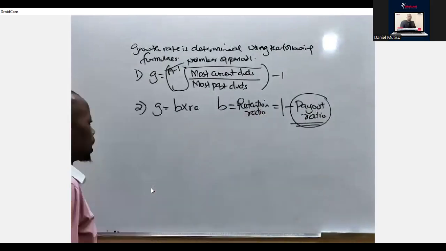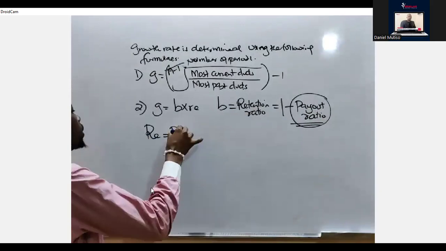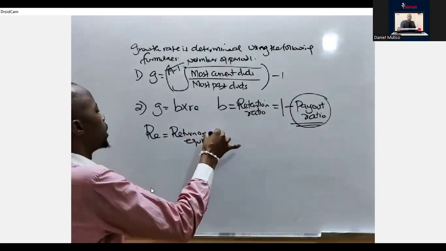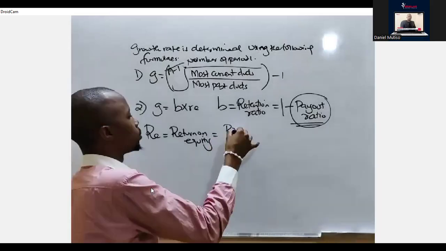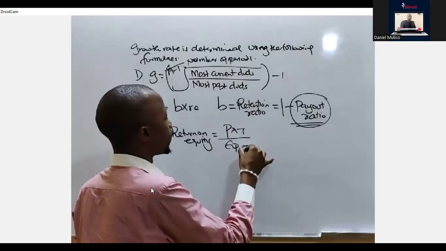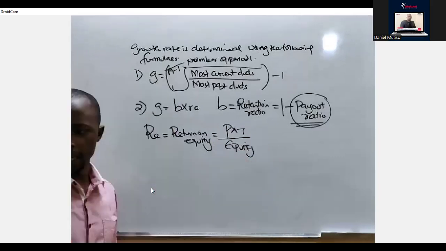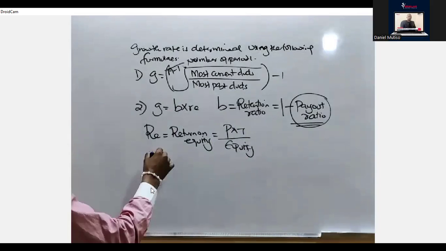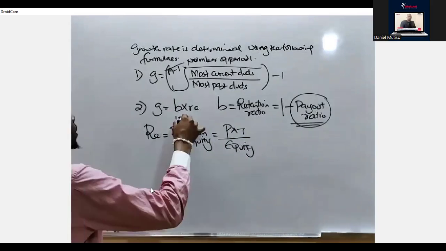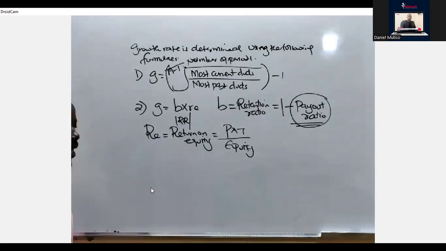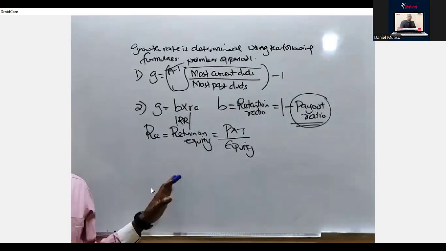Now, when we talk about RE, we talk about the return on equity. For the return on equity, we can take the profit after tax and divide by the equity, if the examiner has not provided it. That is how we can get it. And the return on equity, in most cases, can be the IRR, the internal rate of return. The internal rate of return can also be the return on equity.